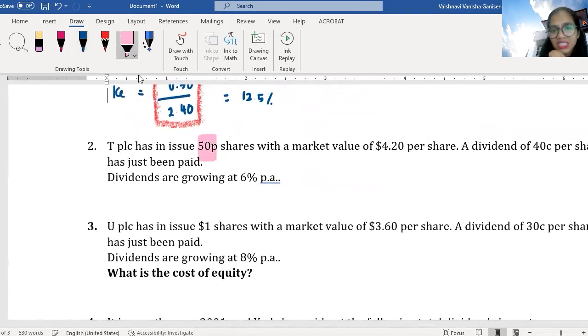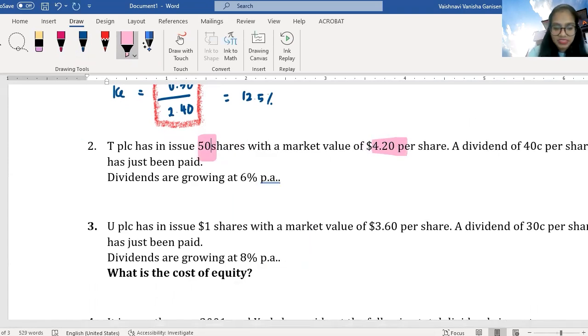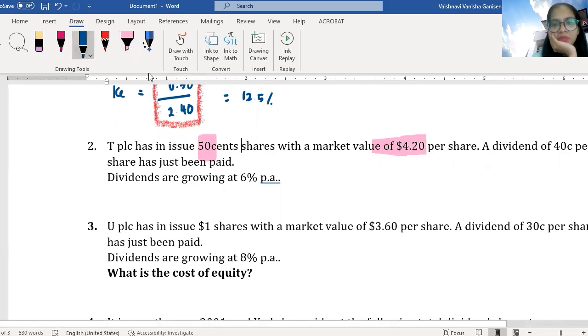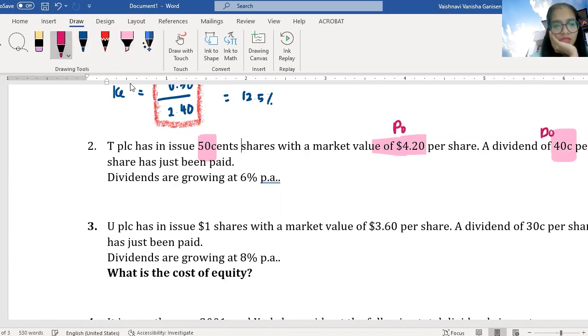The next one. TPLC has issued 50 pence shares with a market value of $4.20 per share. This should be 50 cents, not pence. So the market value will be my P0. A dividend of 40 cents per share has just been paid, so this is my D0. The dividends are growing at 6% per annum. This is the value of g.